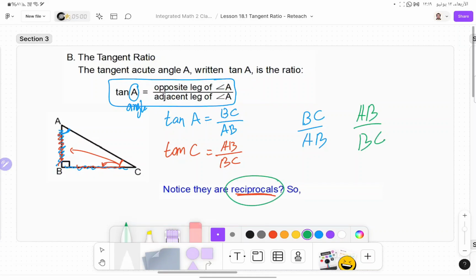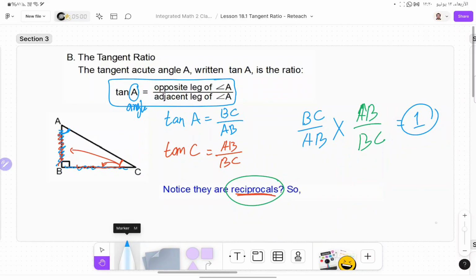So what does reciprocal mean? It means if you look here, this one is AB over BC, and here BC over AB. So if you multiply them together, the answer will always be 1. So this is the ratio. Okay, don't focus on this one.